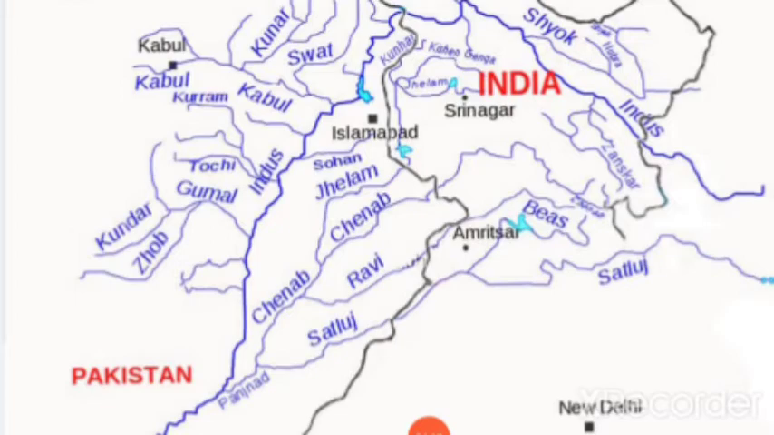Panchnad. Where is it known as Panchnad? Panchnad, Panch means five and Nad means river. So you will come to know about that. So this was the important river system of India.